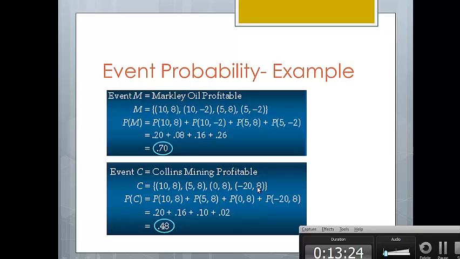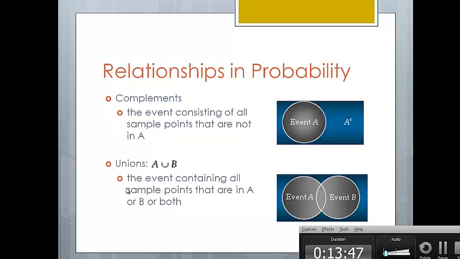So in this last occurrence within that event, last sample space within that event, you see that Markley Oil is in fact not profitable, but Collins Mining is. So we're still going to include that in there. And we add up all of those probabilities and we come up with a 48% chance that Collins Mining will be profitable. So we can look at events and understand them, break them down a little into some notational references.